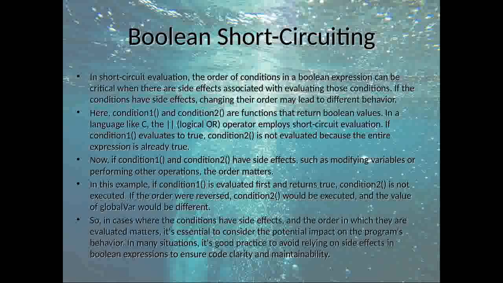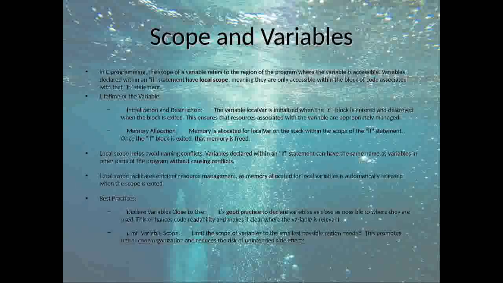Now the next thing we want to look at is the scope of variables. In C programming, the variable is only in scope if it's inside the brackets. So they have local scope, which means they're only accessible by the other code which is in those brackets or braces.